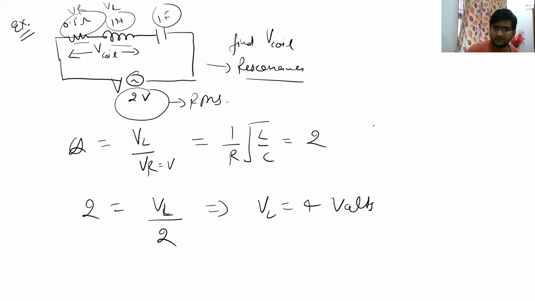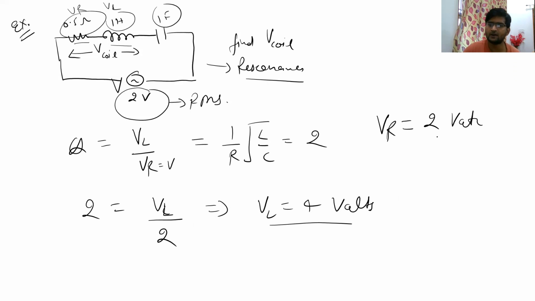So in resonance, VR is equal to 2 volt, and VL we calculated to be 4 volt. Why is VR 2 volt? It is equal to the source voltage, right? If you want to calculate the voltage V coil, you have to find the phasor combination of the voltages across the resistor and inductor. I already told you that since this is an AC circuit, you cannot directly add voltage across inductor and resistor.